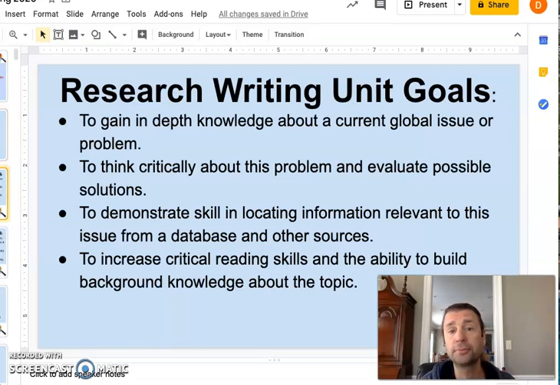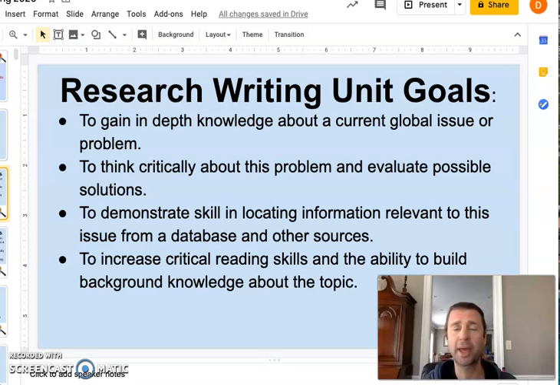So the goals in this unit, you want to gain in-depth knowledge about some kind of global issue or problem. And when I say global issue, that means something significant. But you could have a local or regional focus too. You could even think in terms of one specific person experiencing the problem that you're describing. So you want to show that you're thinking critically about it, and also just the ability to locate the information that will build background knowledge to help you address or solve the problem.